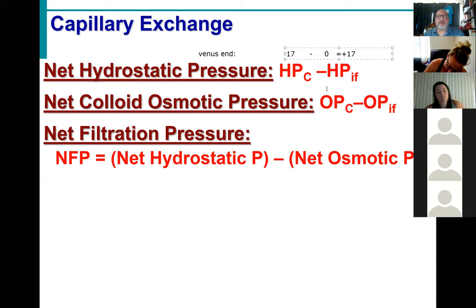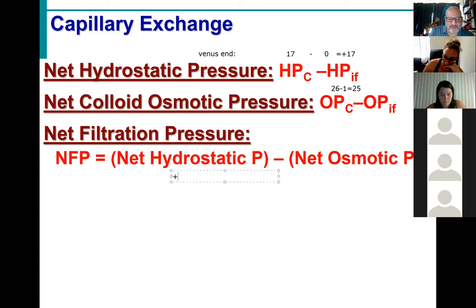Excellent. Osmotic pressure. Notice our net colloid osmotic pressure. Has that changed? No. So it's going to be 26 minus 1, which is going to equal 25. And so then we put these together. Positive 17 minus positive 25 equals what? Negative 8 millimeters of mercury, which tells us what? The inward force.